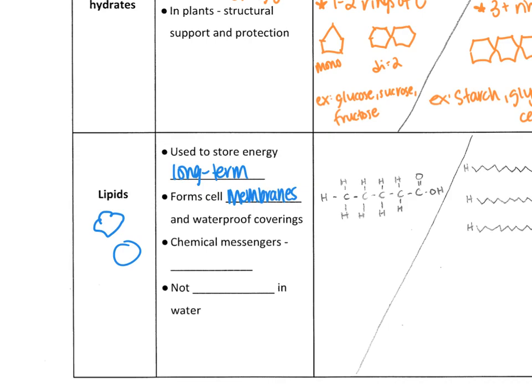Lipids are used by organisms as molecules called hormones. You probably know of a couple of types of hormones, including estrogen and testosterone. And last but not least, lipids are not soluble in water. This means that they're not dissolvable. Once we go through some examples of lipids, you'll understand what that means in terms of they're not dissolvable in water.